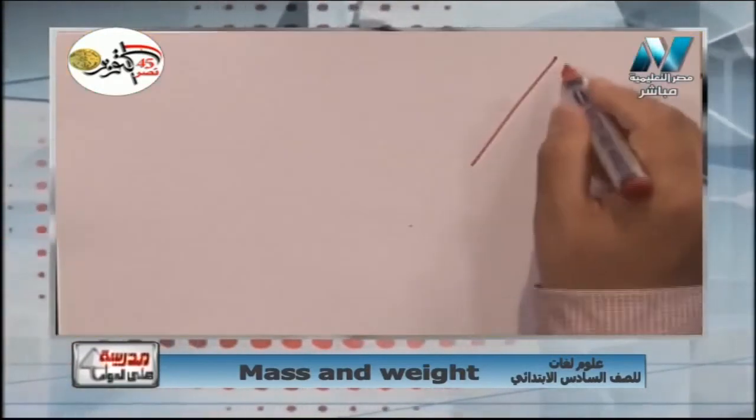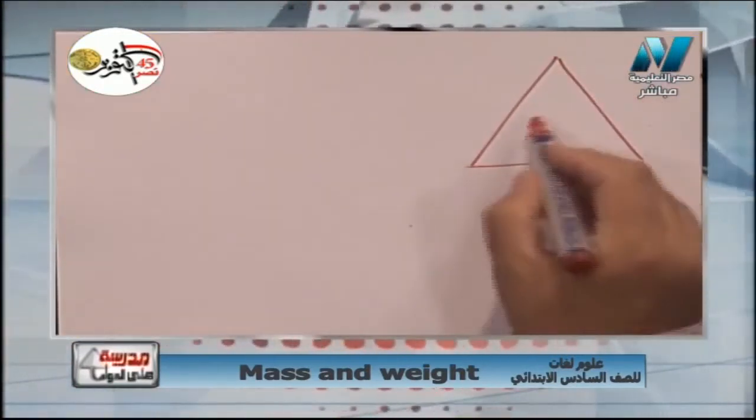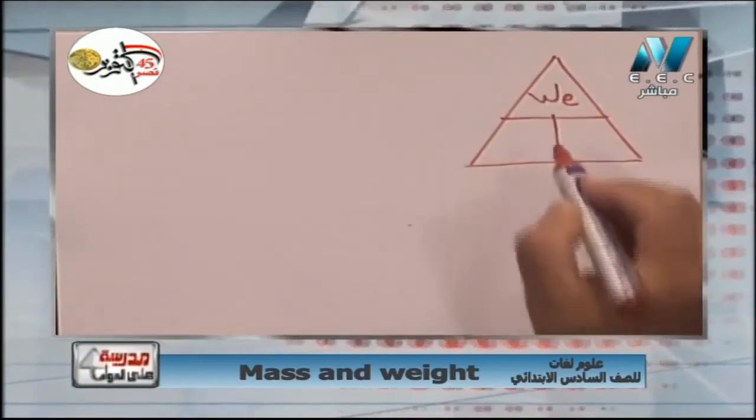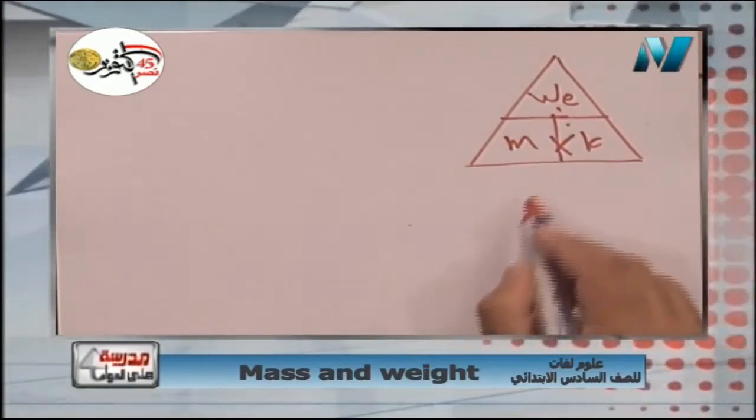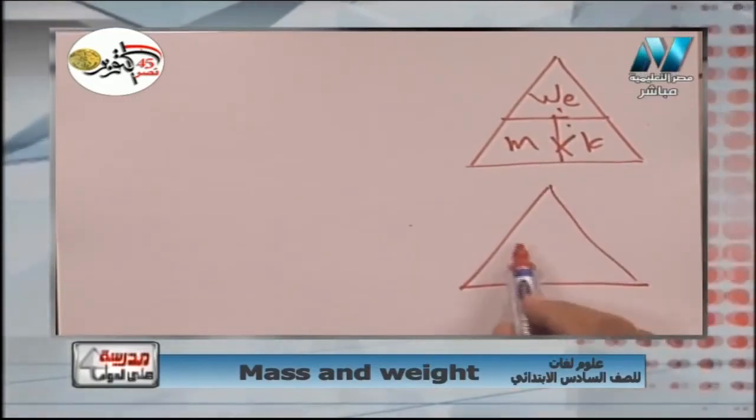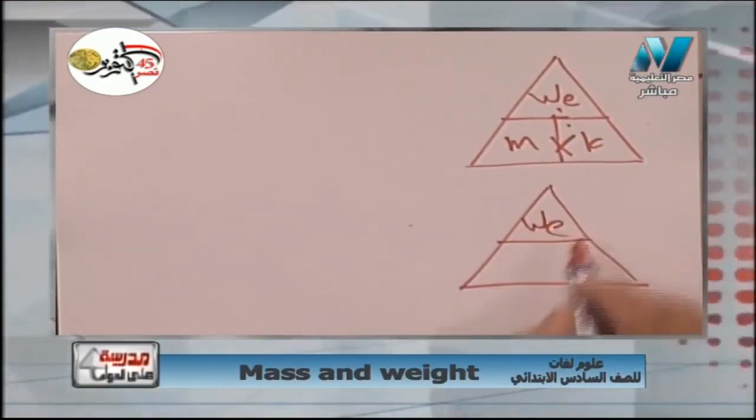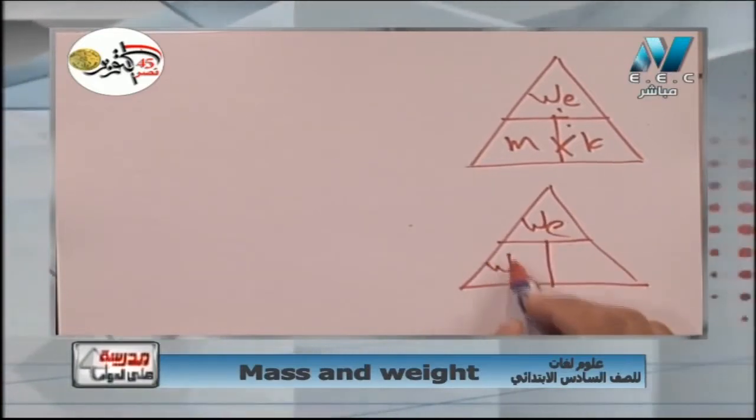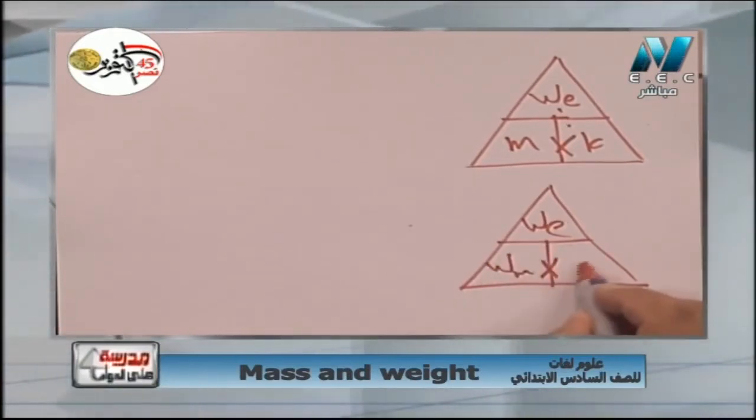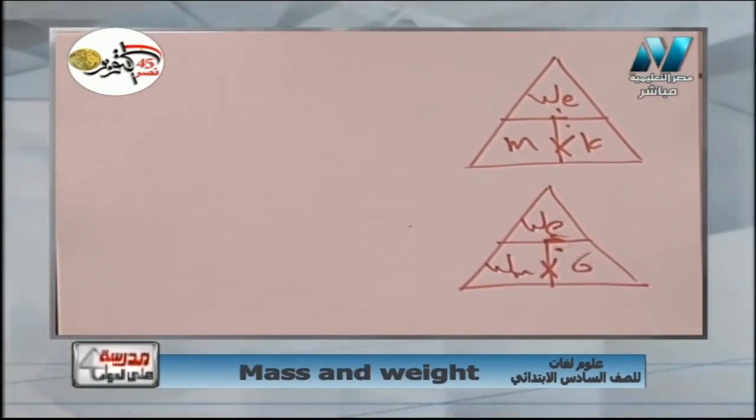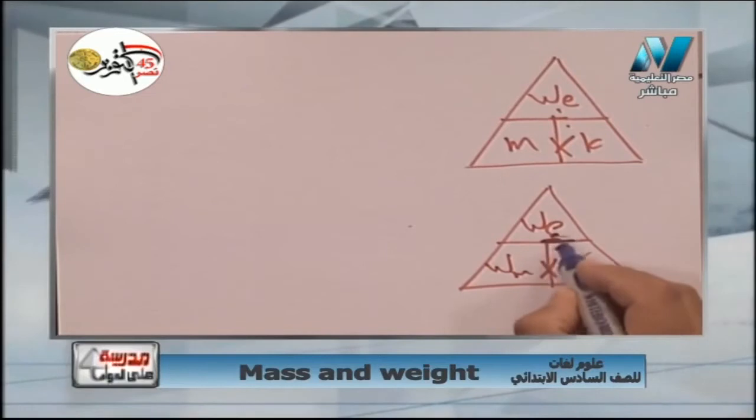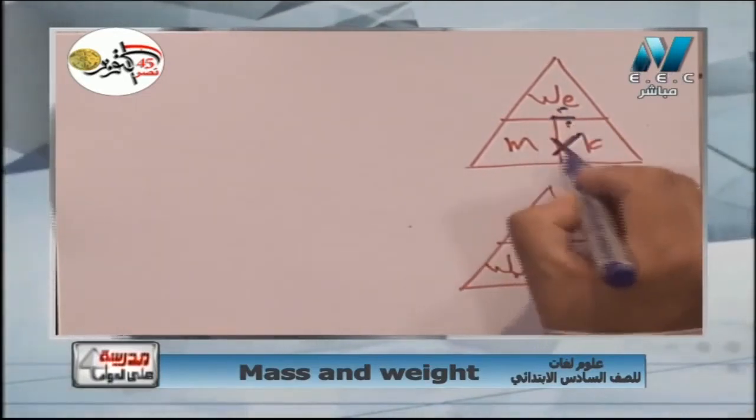I have to write our two triangles. Number 1, weight on the earth, and here is mass by 10, with the divide sign. And the second magic triangle, weight on the earth again, and weight on the moon at the bottom by 6, and here is the divide sign. I will write the divide sign in blue to make it distinguished.